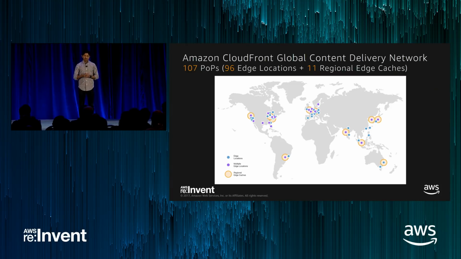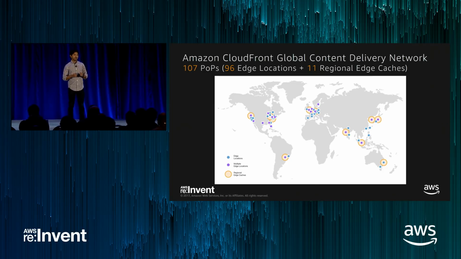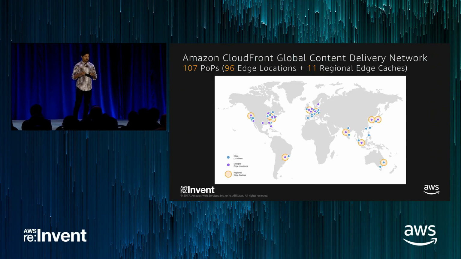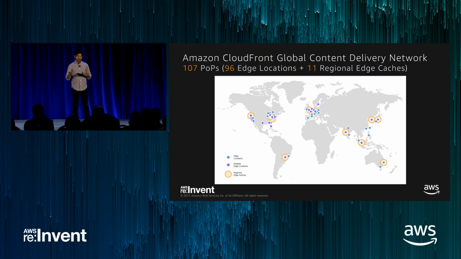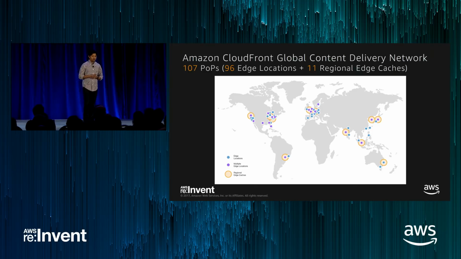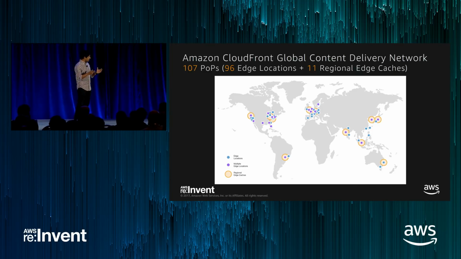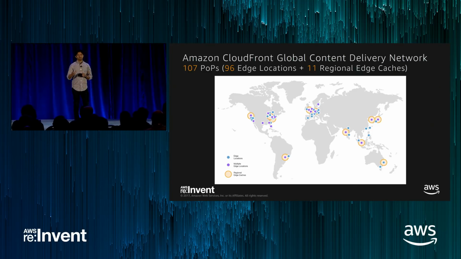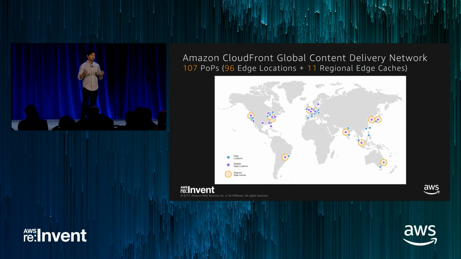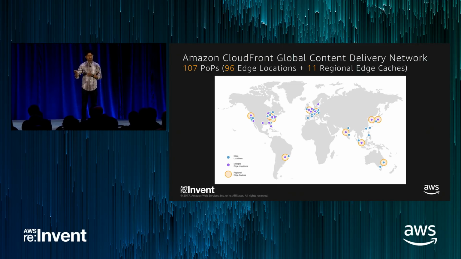And then the other thing we have here is regional edge caches. These are mid-tier caches that sit between an edge location and origin. And these are available to you at no additional charge. You do not need to change your application to make use of them. And if you look at the map here, you can see the regional edge caches are located in AWS regions, meaning that we have a lot more capacity available to us, which translates to a CloudFront customer having more cache width and better cache hit ratios.